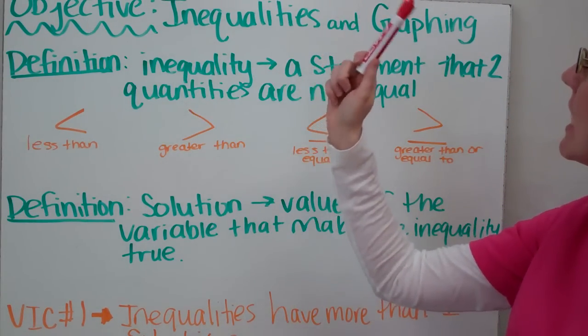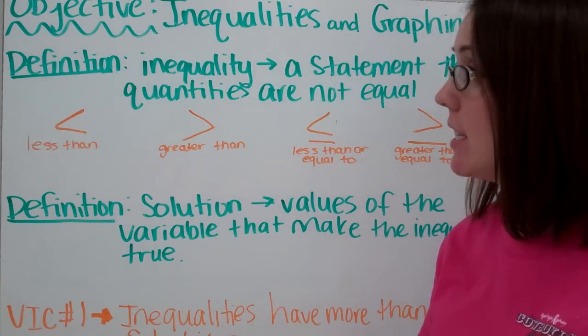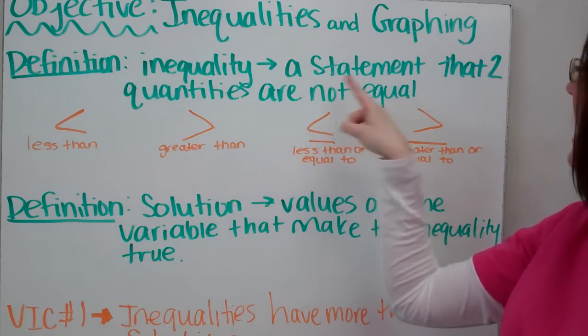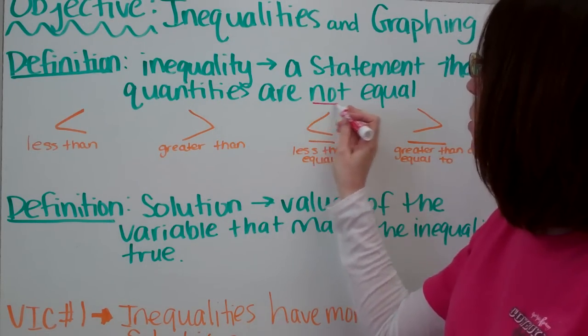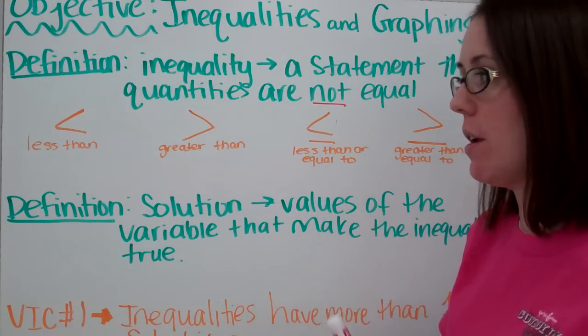Today's objective is inequalities and graphing. Inequalities are different from equations. They have inequality symbols. Definition: an inequality is a statement that two quantities are not equal. That's different from an equation, where the two quantities are equal.